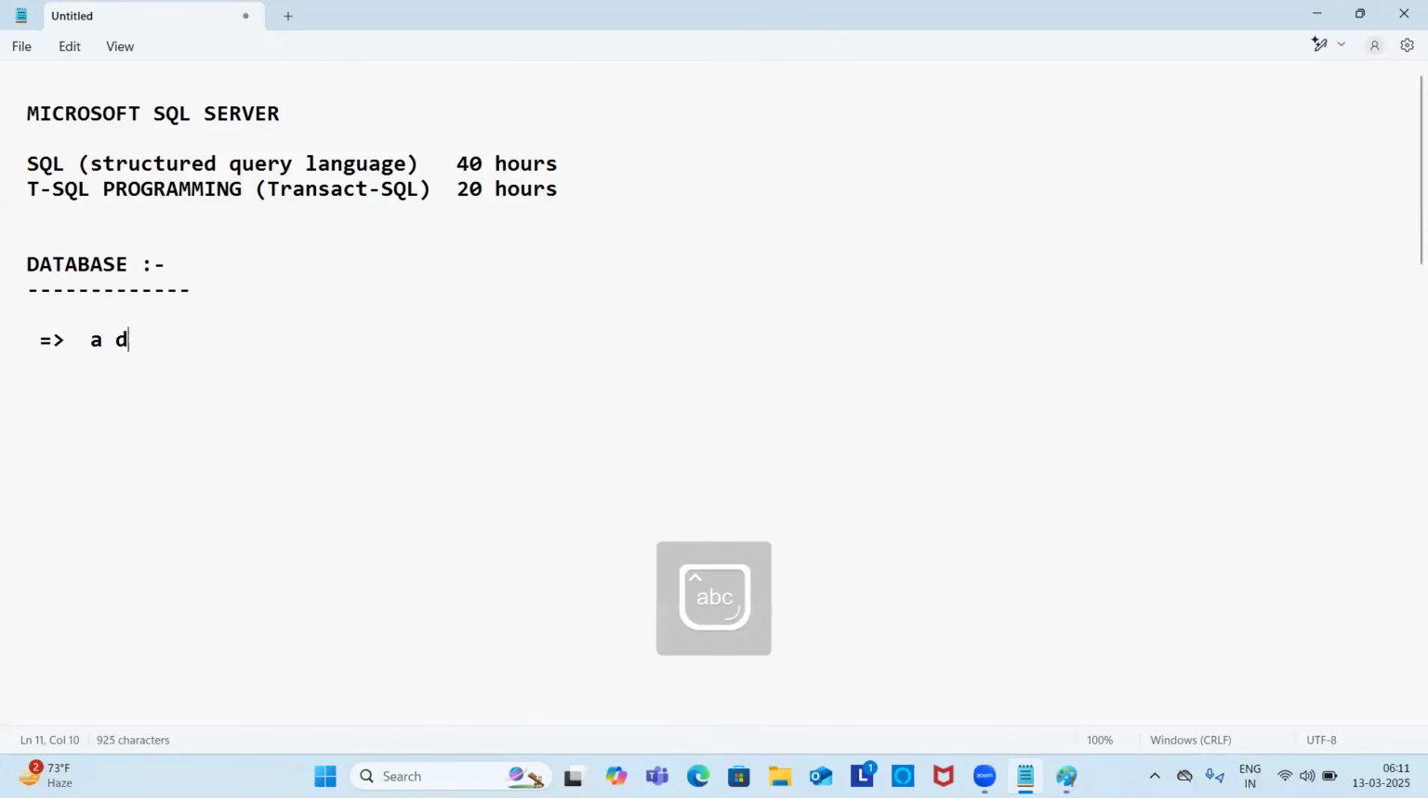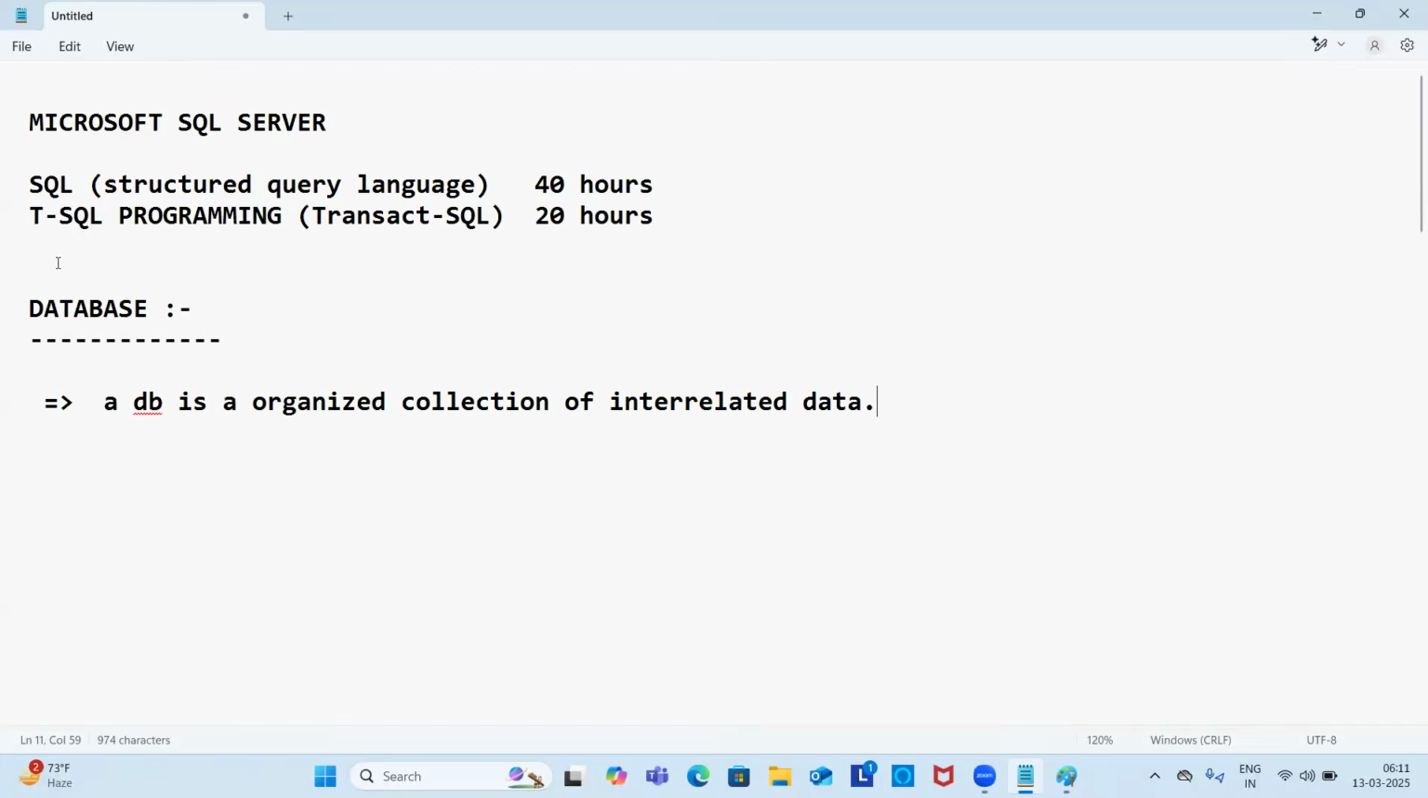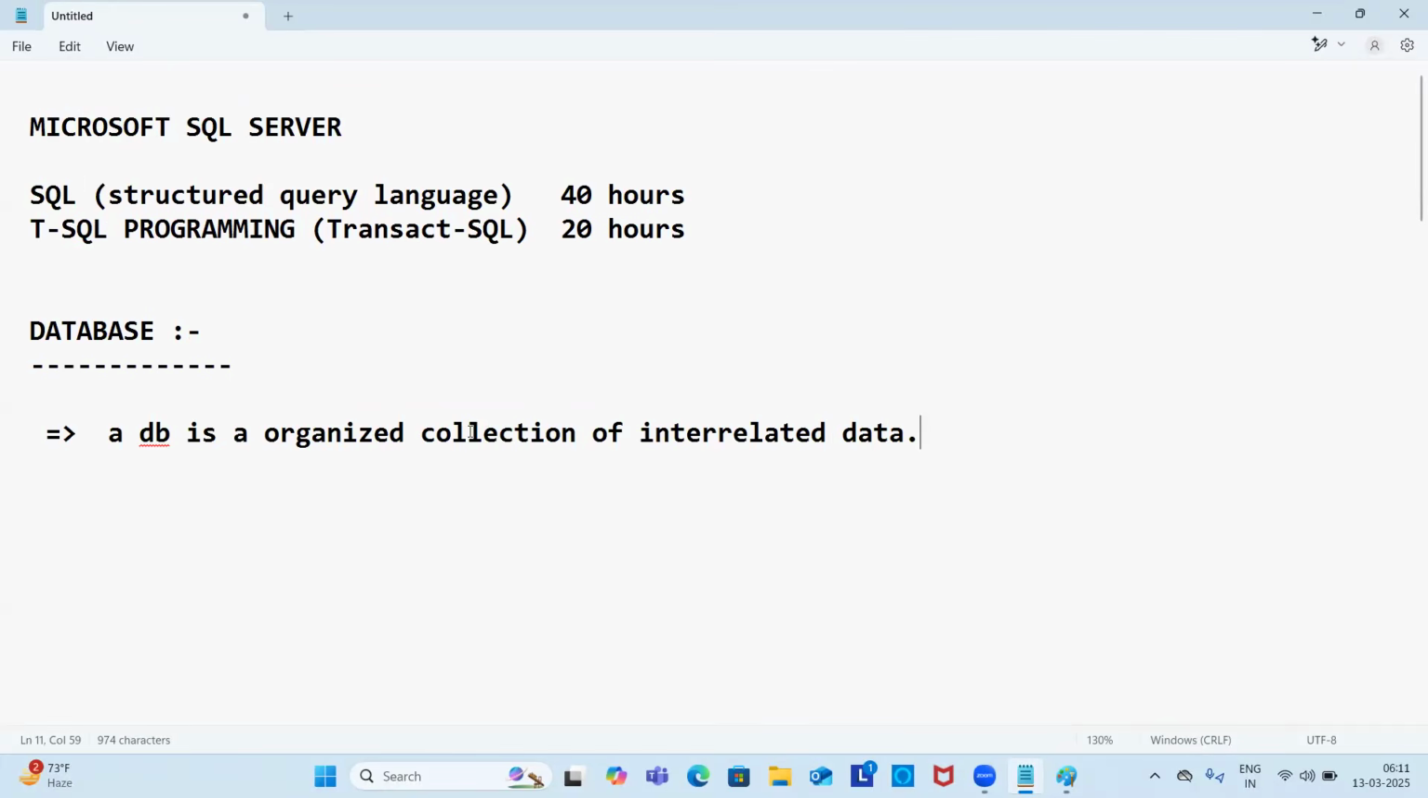So a database is an organized collection of interrelated data. So this is the definition of a database. If you see this definition, there are two terms. One is organized, another one is interrelated. So what does interrelated mean?